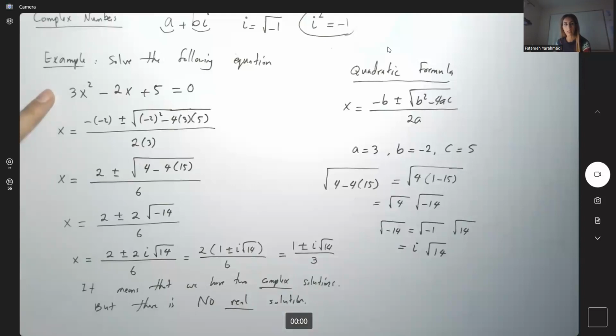When I ask you, as a pre-calculus student, to solve a quadratic equation like this, you don't stop at this point. You're going to continue and find the rest of the solutions in complex form. You're going to mention that, hey, I know there is no real solution, but I am able to find complex solutions.